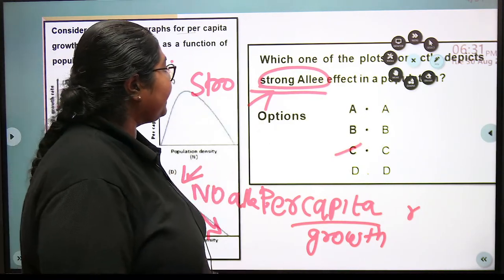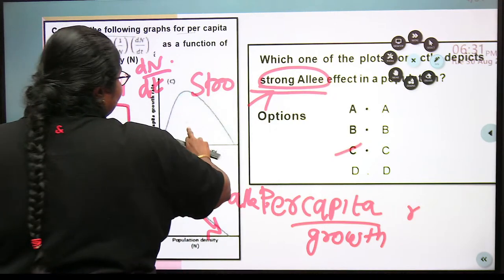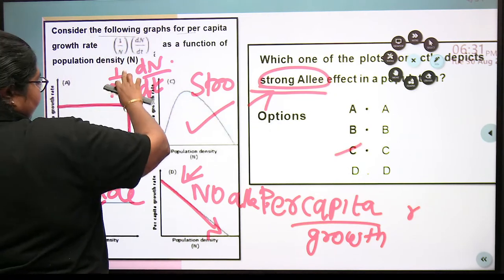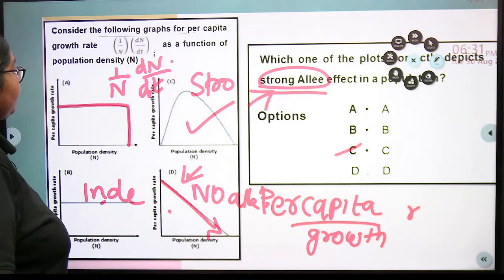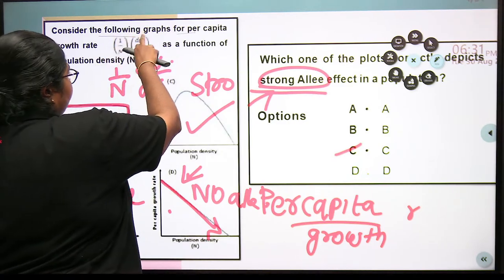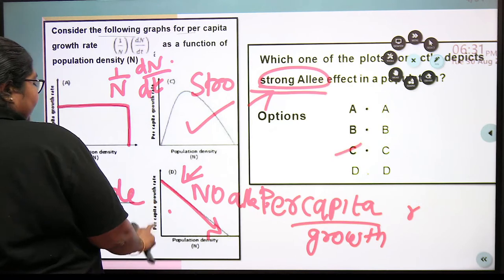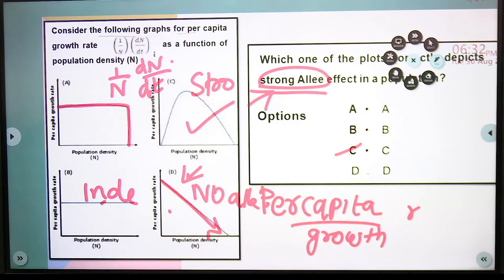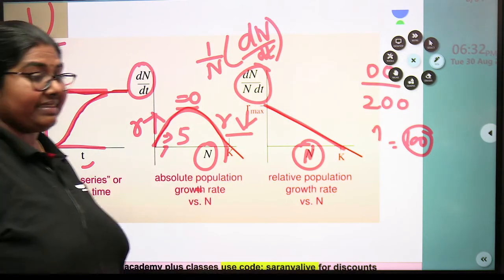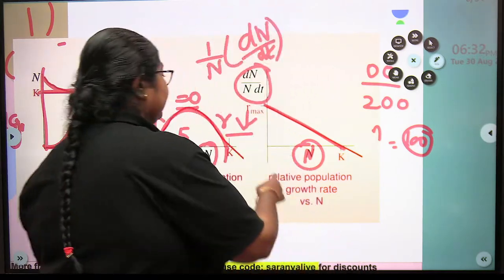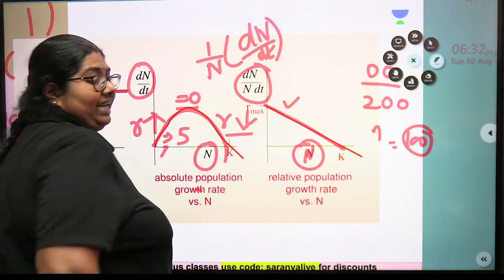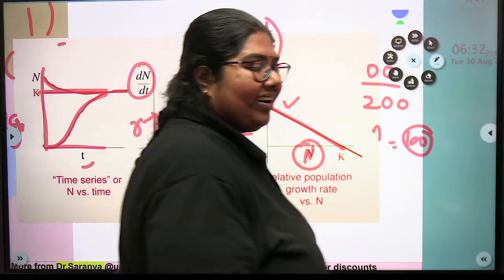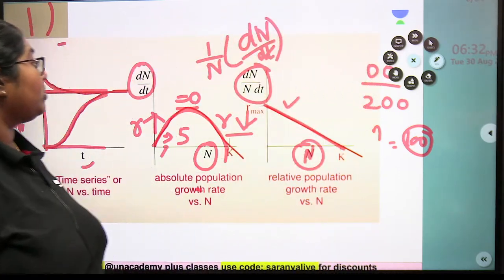Got it, everybody in this class? Because they gave this strong allee effect, this became the correct answer. The same question, if only this much is given, then this could have been the correct answer, because this is what is going to be your 1/N into dN/dt versus N. But here they have given this as r, so that is why we didn't select this. If this graph contains these parameters like 1/N into dN/dt versus N, then this should have been the correct one. So two mistakes are there in this graph. That is why we didn't select it. Got it, everyone?